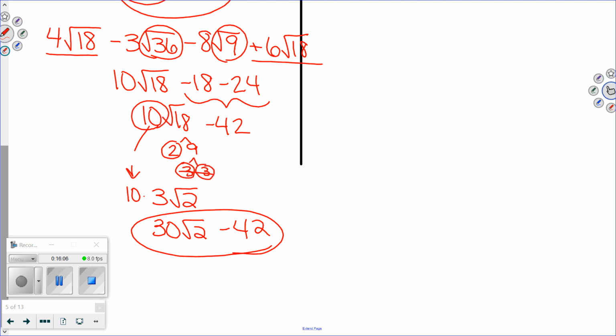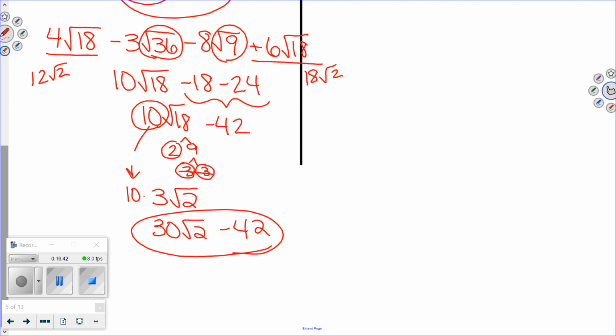Again, you could have went different routes. Some people, when they work through this, simplified here and here first before they put them together. It's fine, right? This one would have given you 12 radical 2 if you simplify that one. And that one would have been, let's see, 18 radical 2. So, I mean, that's fine. You could have simplified those first and then put them together. It don't matter. Questions? Did I lose anybody?